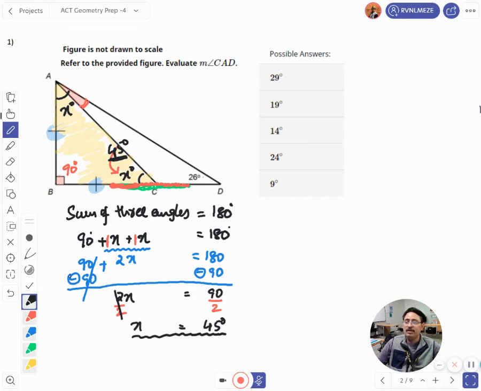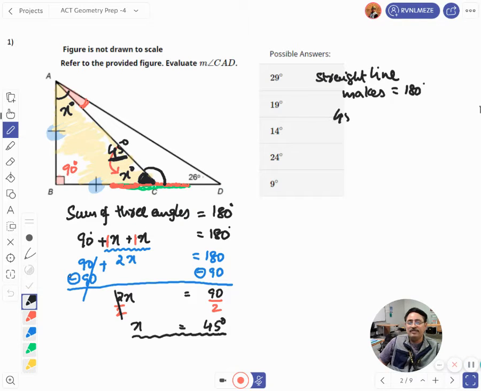45 degrees. This is 45 and this is the unknown value. But I know that a straight line makes 180 degrees. Therefore, let me make use of that. Straight line makes 180 degrees. Therefore, one is 45 degrees.